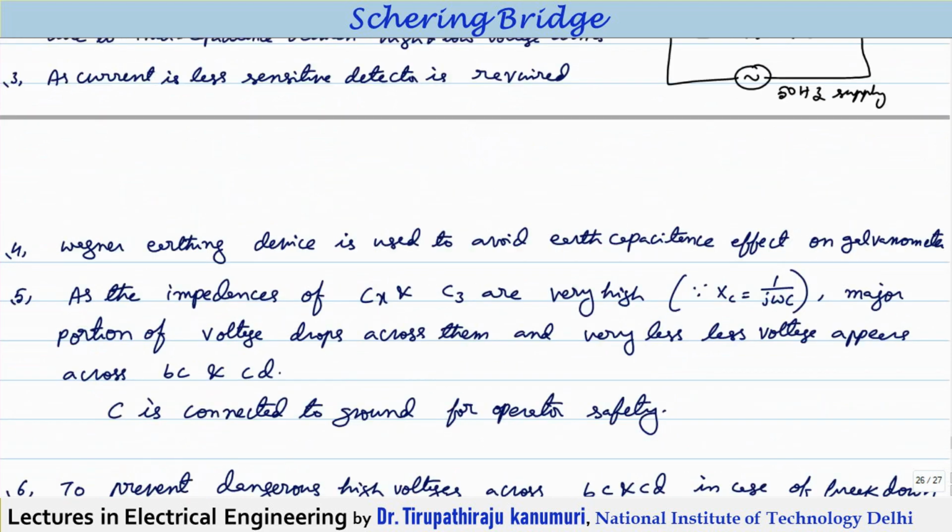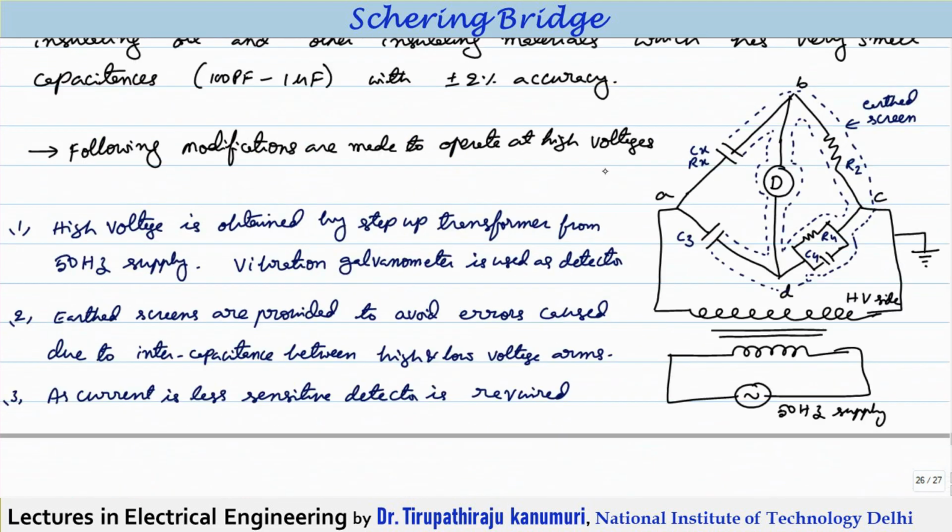And the next one, because sometimes due to some reason, let us assume this capacitance or this capacitance is damaged. So when this capacitance is damaged, because this one is gone now, it is short circuit. So this entire voltage appears across this resistance R2 and this entire voltage appears across this branch C4 and R4. So whichever personnel are operating here, they will be in danger.